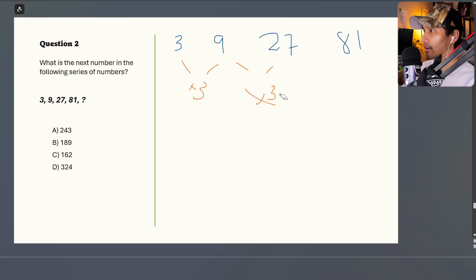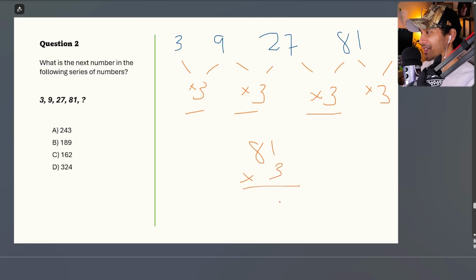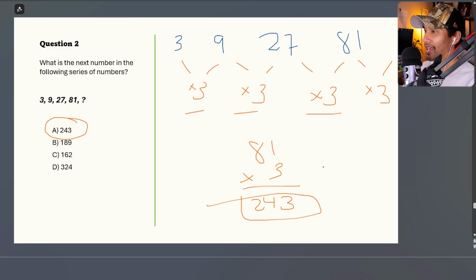9 to 27, times 3. And then 27 to 81, times 3. And then we see that the pattern is we multiply each term by 3. What is 81 times 3? I don't know that one off the dome. So this is me on the test. Sometimes I do this, most times I do this. And I'm like, oh, okay, it's 243. So there you go. It's A.